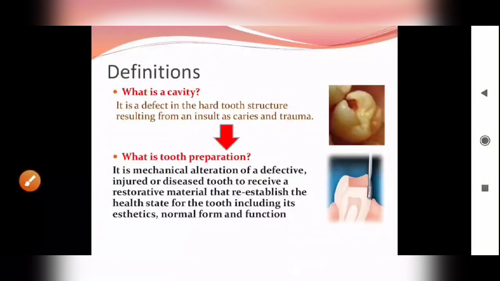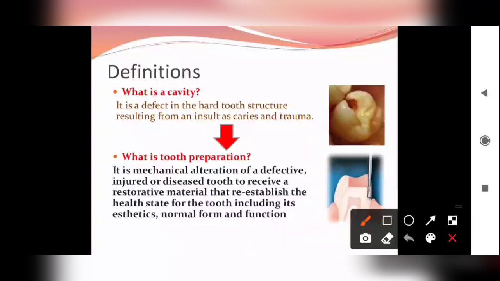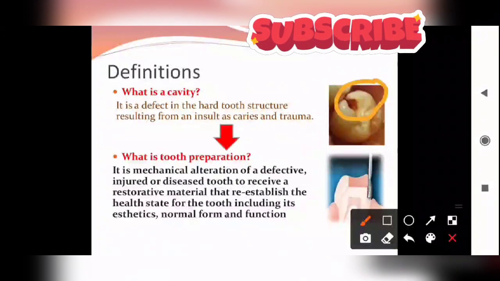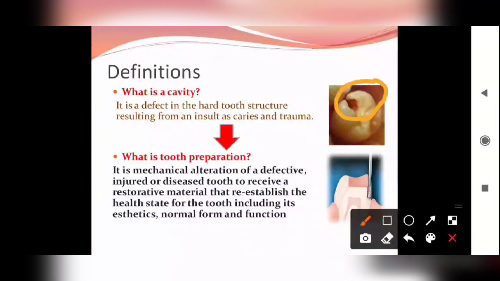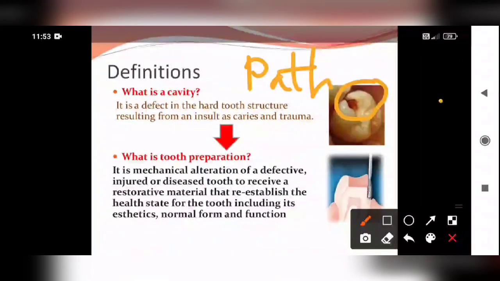So now I am going to explain the fundamentals of cavity preparation. So what is a cavity? Here you can see this is the defect in the hard tooth structure resulting from caries. So what is the defect? It is the pathological caries. Because of this, the cavities appear.